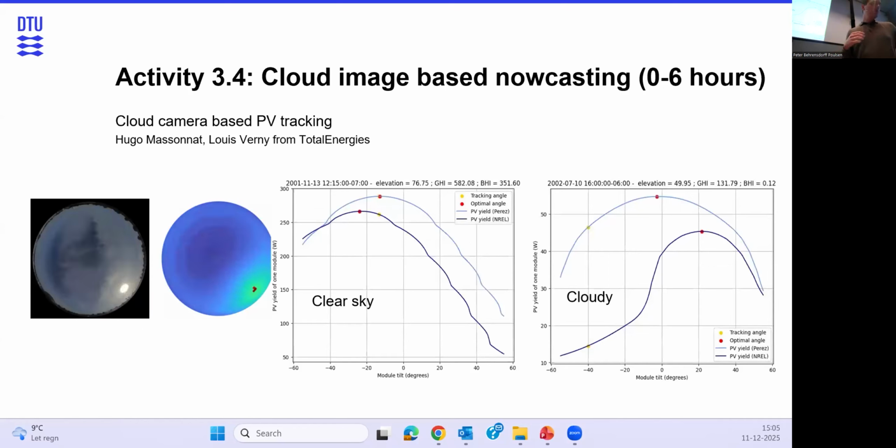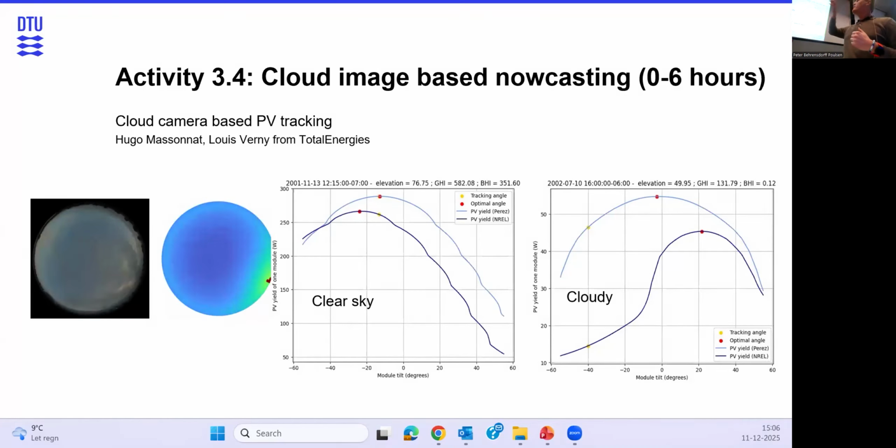And then I want to talk about some of the things that the people participating in the task have presented recently. One is using cloud images for optimization of PV tracking. This is something Adam also touched on. Here you can use the images as a way of figuring out what the distribution of radiance across the hemisphere is. This is some work done at TotalEnergies where they took cloud images and also have measurements of radiance from all points of the cloud. They kind of scan it.